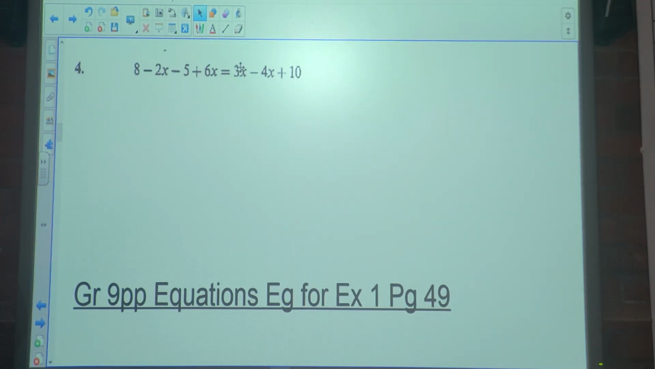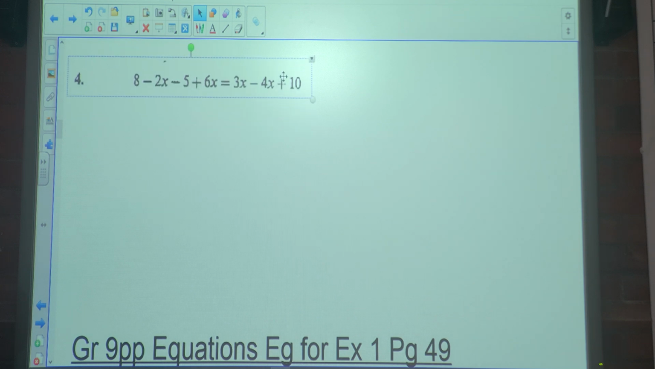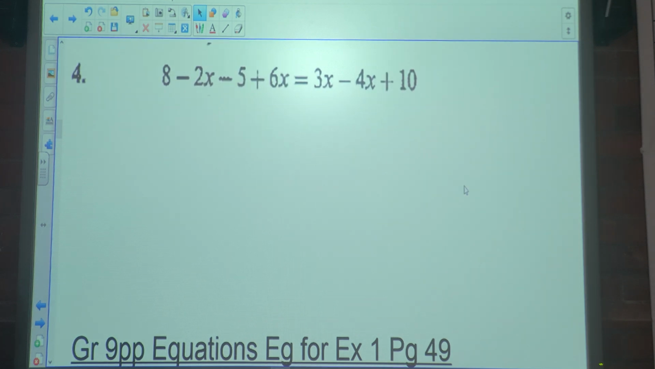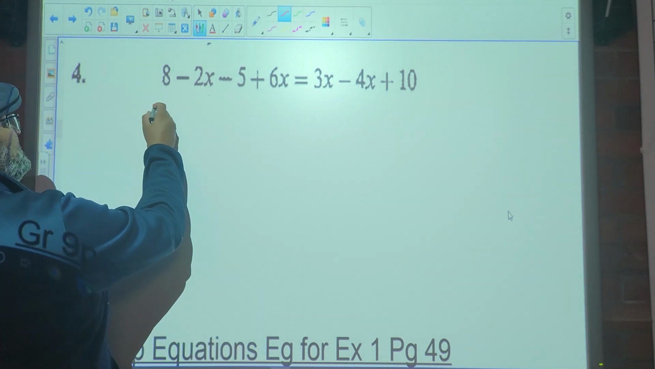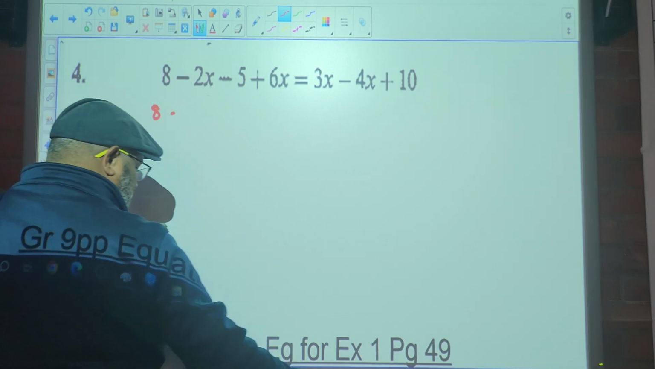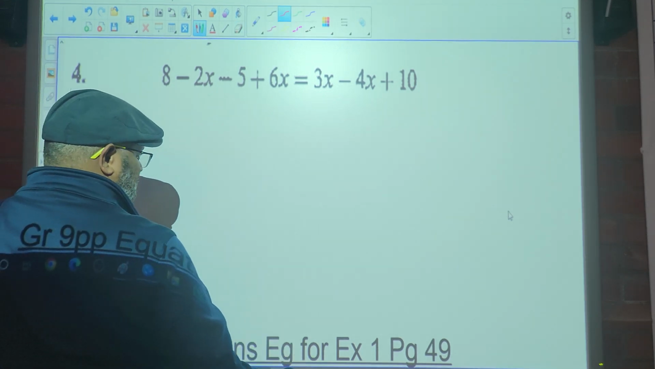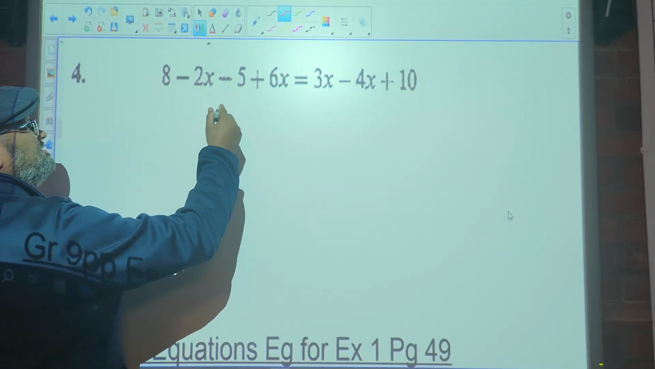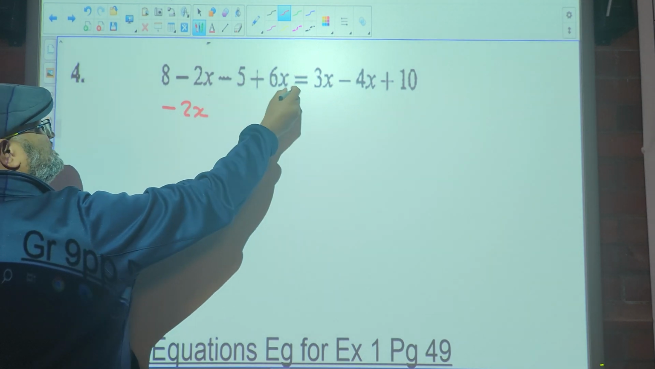Number 4. We got 8 minus 2x minus 5 plus 6x is equal to 3x minus 4x plus 10. What do we do first, people? X is one side, numbers the other side. So I got 8. Okay, I'm going to bring the x's to the left. You don't have to bring it to the left, but I just made it a habit over the years already.